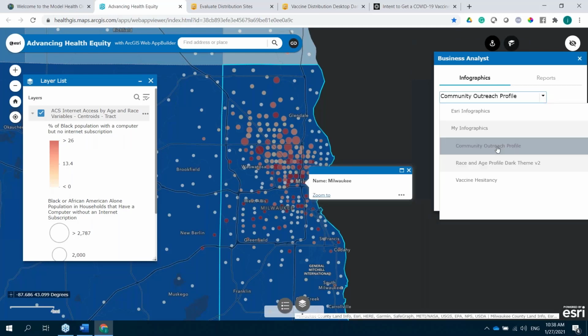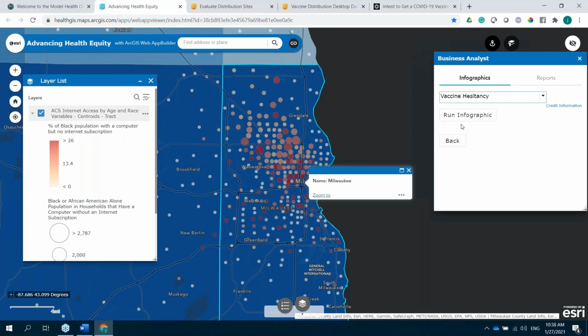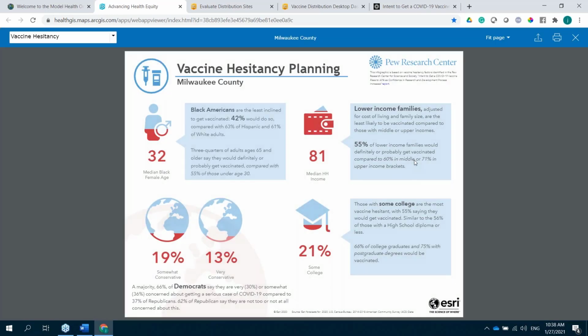Finally, I want to show you one of our last infographics, the vaccine hesitancy infographic that is based on a Pew Research publication. This infographic helps us to better understand those factors that literature shows are related to vaccine hesitancy in a community. This is the kind of information that your health organization can use to craft more effective messaging with the goal of guaranteeing a more equitable vaccine distribution process.